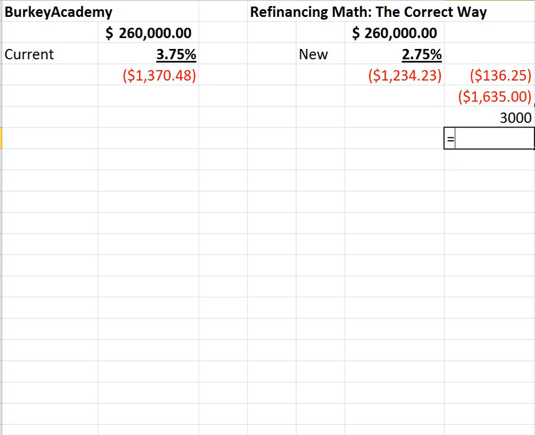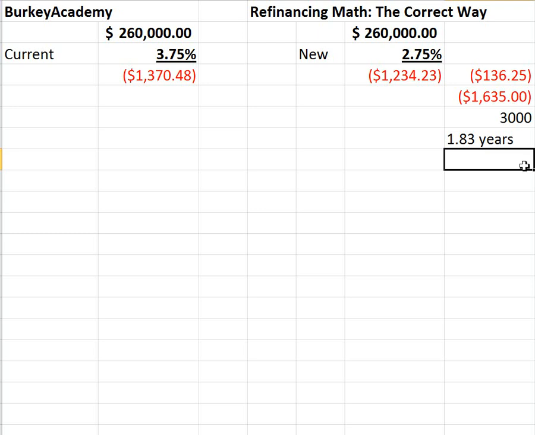Equals, well, $3,000 is how much it cost me, divided by how much per year I'm going to be saving on my payment. Should not be in dollars. This should just be 1.83 years. So let me just retype that, 1.83 years to break even, to recover your money. That's the right way of thinking about it, but the calculation that's been done here is wrong.